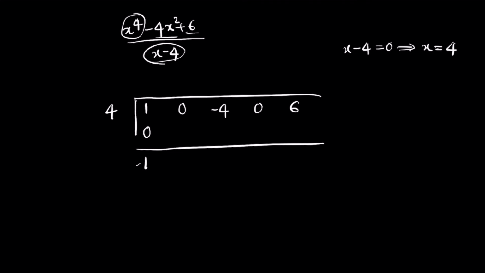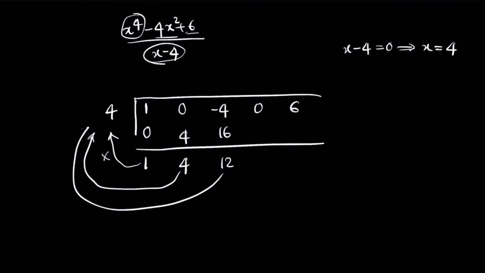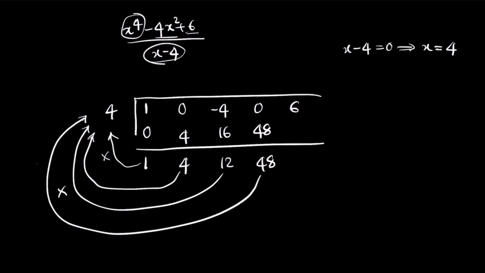Next multiply 1 with 4, so you get 4. 0 plus 4 is again 4. Again multiply it with 4, you get 16. Negative 4 plus 16 is 12. Again multiply by 4, you have 48. 0 plus 48 is 48. So 48 again times 4 becomes 192. So add the two values, you get 198. So 198 here is the remainder.